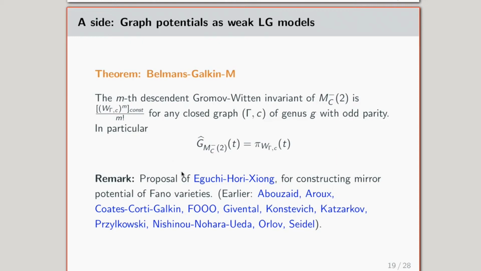So this should be seen as what is called an enumerative mirror symmetry. But anyway, let me not talk about that. The way this theorem is proved is following the proposal of Iguchi, Hori, and Zhang. They have a proposal, and I think parts of this proposal for very special cases have been implemented.